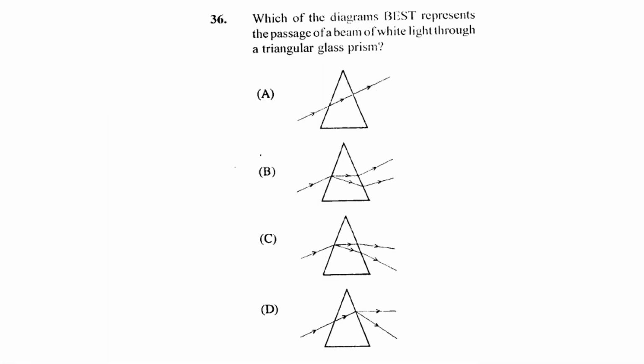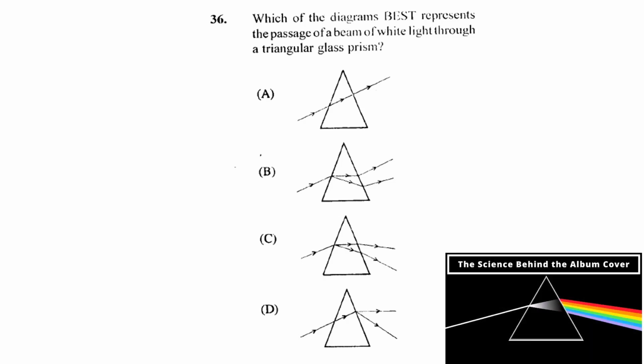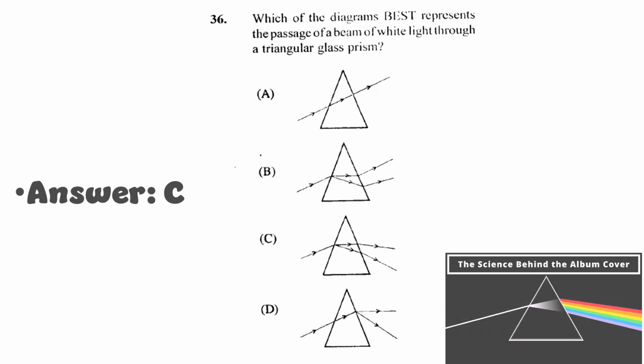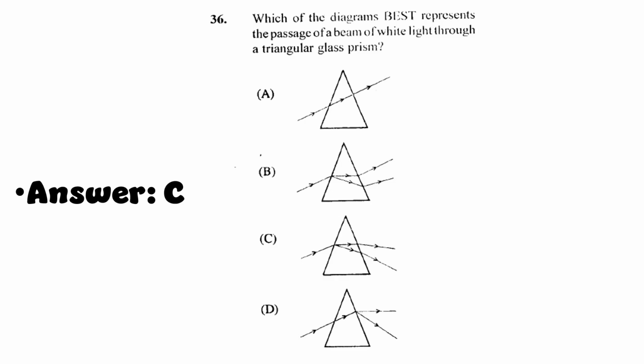Number 36. Which of the diagrams best represents the passage of a beam of white light through a triangular glass prism? Here, when white light enters a triangular glass prism, it's going to be spread out, it's going to refract, right? But in particular, it's going to be spread out because the different colors of light will be refracted at different rates. So you are thinking, okay, it's either going to be B or C. Here, it's actually C.